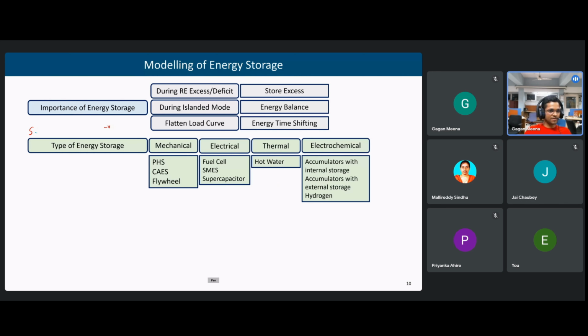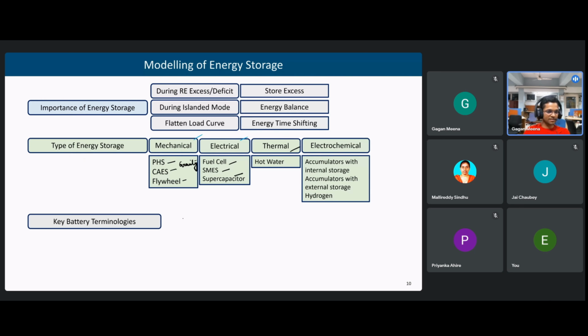Then we discussed this type of storage, energy storage. This we also discussed before in week three. So we have mechanical, electrical, thermal, and electrochemical. These are different types of mechanical: pumped hydro, compressed air, flywheel. We can also have gravity based. Then electrical: fuel cell, semiconductor material based, and supercapacitor. Then we have thermal and electrochemical.